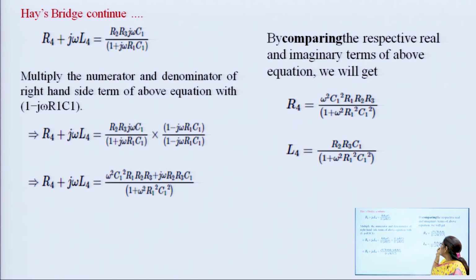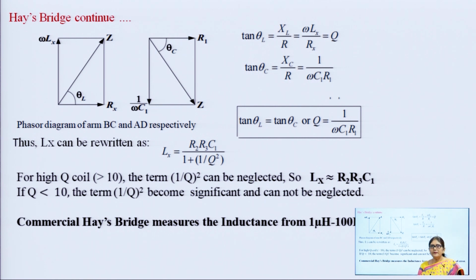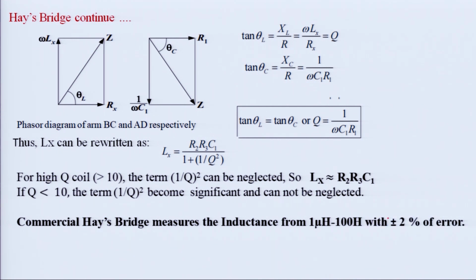So, this is the equation. Now, this equation has a frequency term. So, how we can avoid this frequency term, that we will see. Here we can see that in case of an inductor, the inductive component is leading with the resistive component, and in case of a capacitor, the capacitive component is lagging with the resistive component.